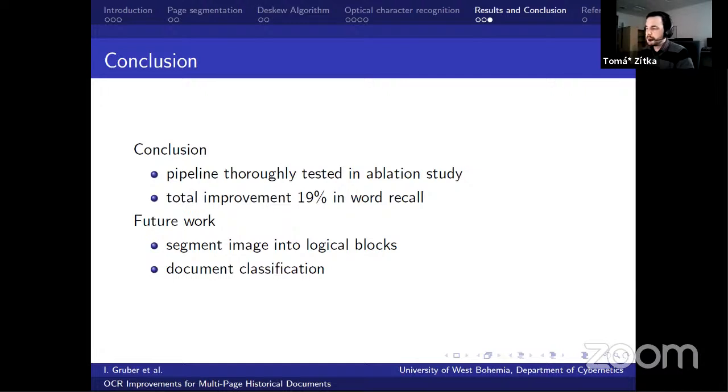For future work, we intend to segment images into logical blocks, which we hope will help the Tesseract OCR engine even more, because one of the main issues of Tesseract is its segmentation, which is not optimal. And we also want to add document classification into the pipeline to improve archiving.